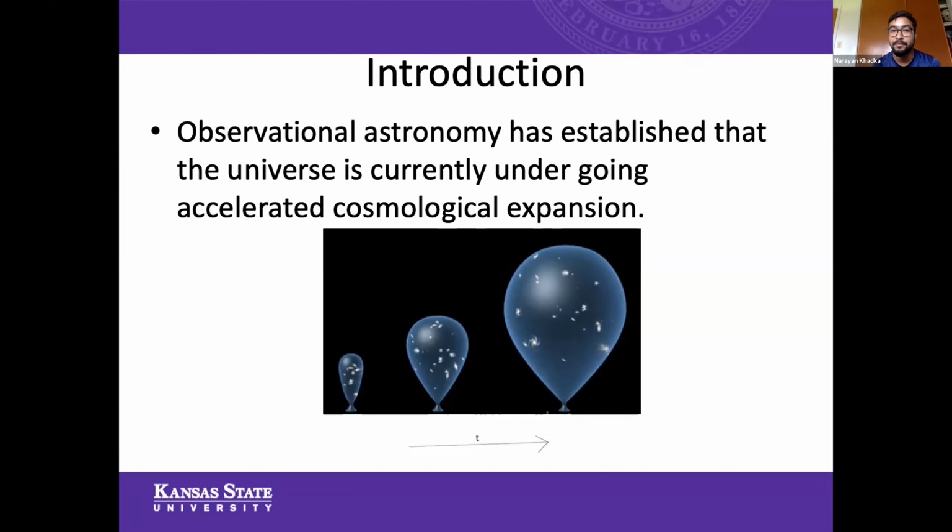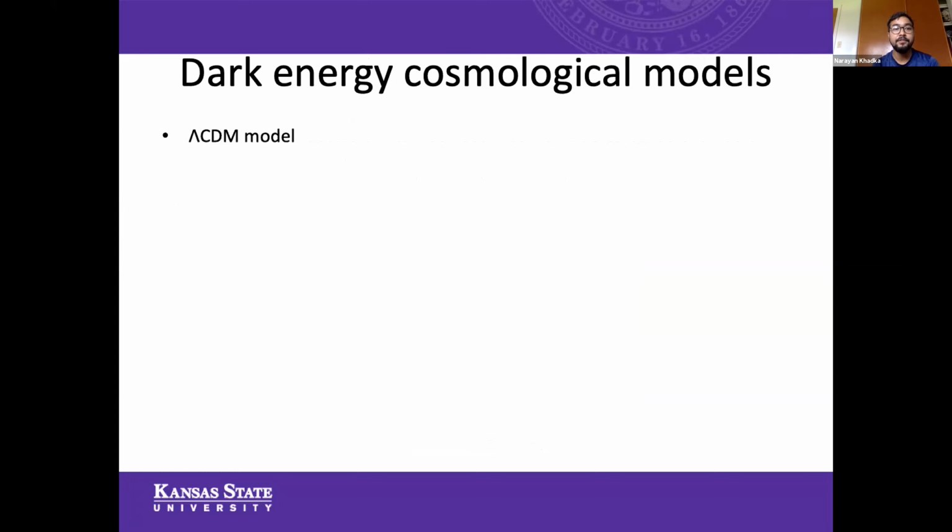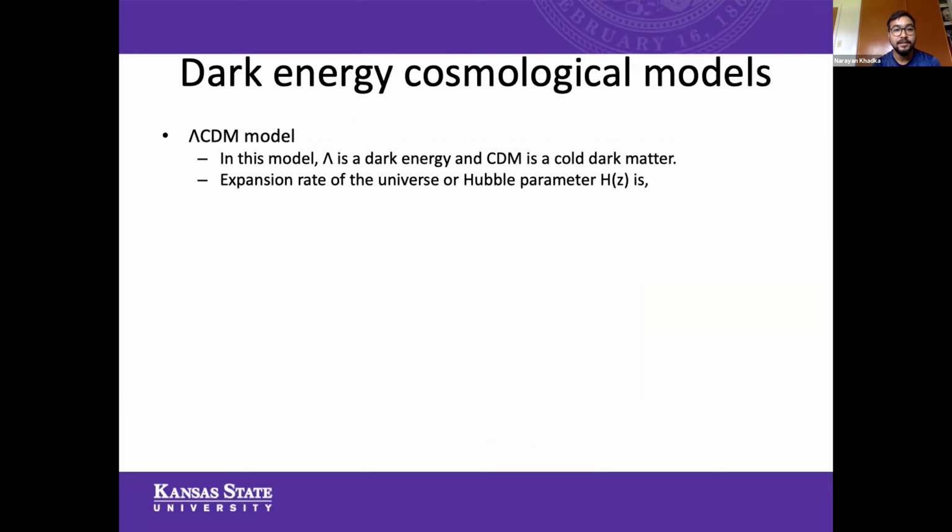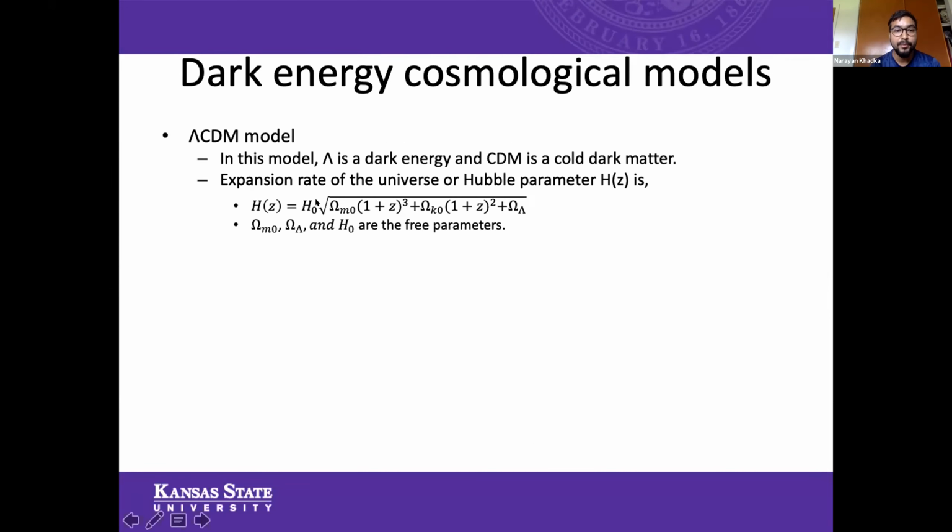Next I will talk about some of the cosmological models that we use in our research. The first one is the lambda CDM model, a very popular model, the standard model actually. In this model, lambda is dark energy and CDM is cold dark matter. The expansion rate of the universe, or Hubble parameter, can be given by this equation. Here, omega m naught is the matter density parameter, omega k naught is the curvature energy density parameter, omega lambda is the dark energy density parameter, and H naught is the Hubble constant. Omega m naught, omega lambda, and H naught are the free parameters of this model.